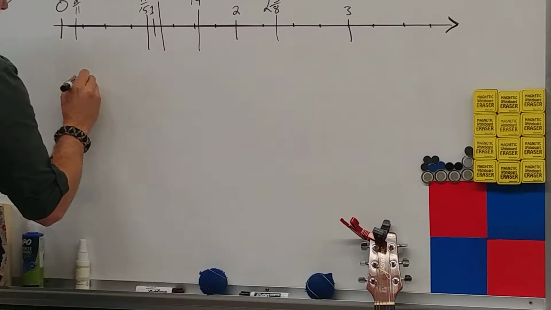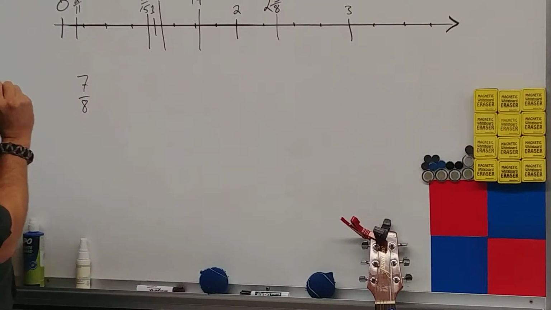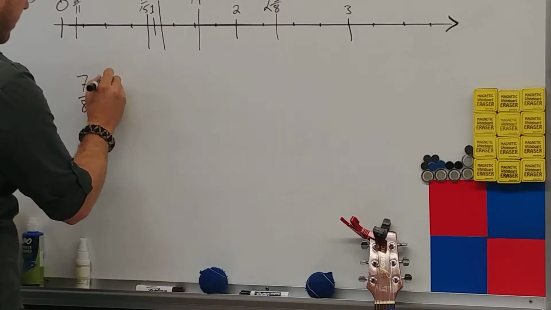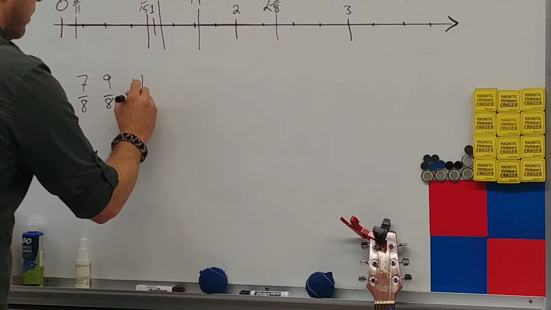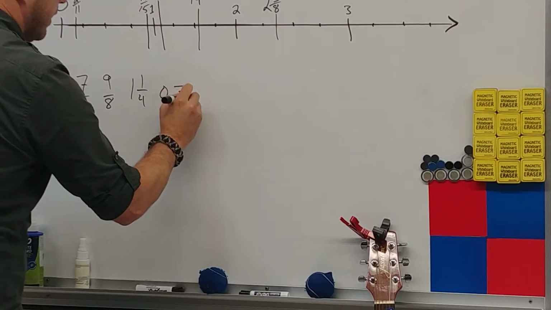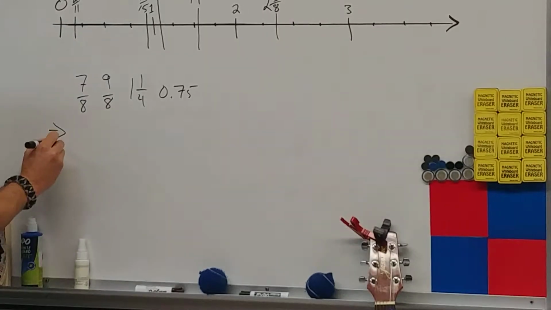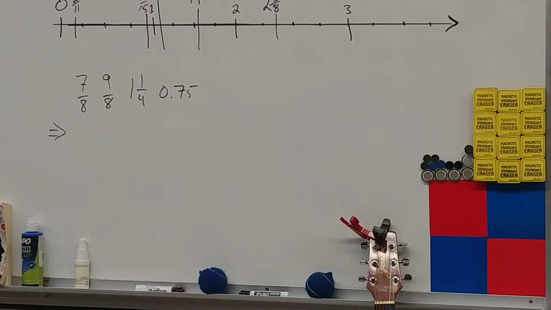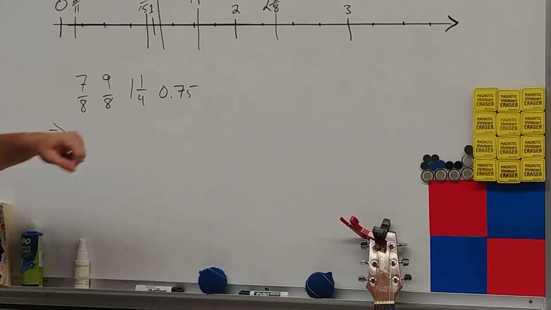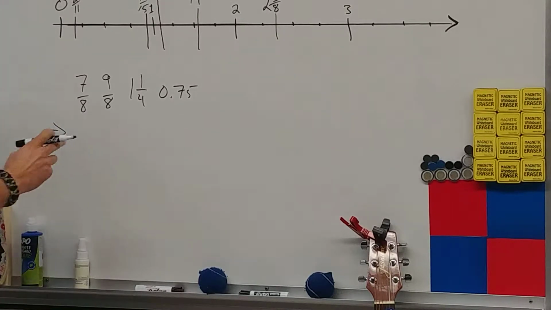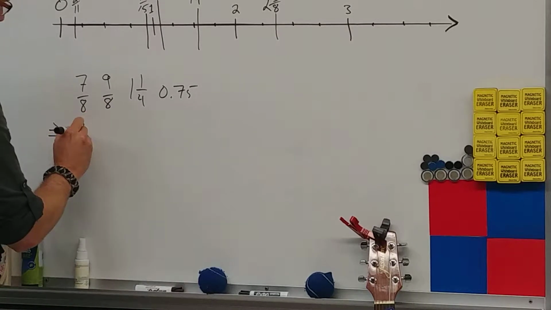We have 7/8, 9/8, 1 1/4, 0.75. What I'm going to do is try the second strategy, the common denominators. I'm going to convert these to common denominators. Well, first, I don't have all fractions, so let's change that.